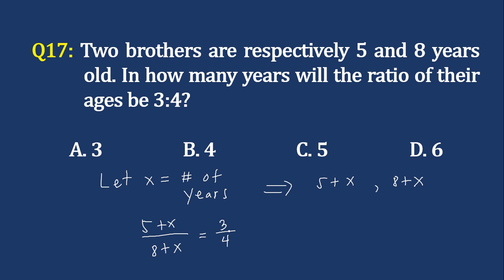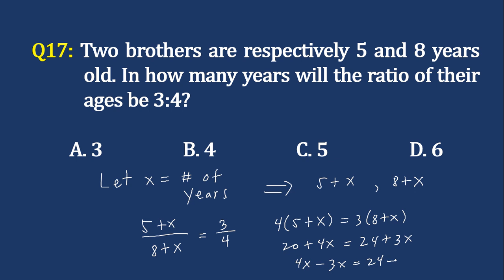Now, if we cross multiply, we get 4 times 5 plus x equals 3 times 8 plus x. So this is going to be 20 plus 4x equals 24 plus 3x. Let's transpose 3x and 20. So we have 4x minus 3x equals 24 minus 20. So the final answer is x equals 4. So after 4 years, the ratio of their ages will be 3 is to 4. So the answer is letter B.